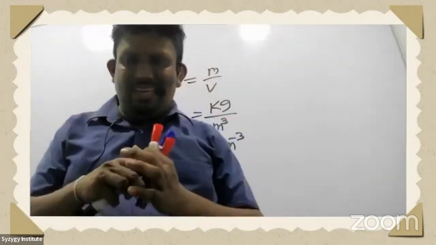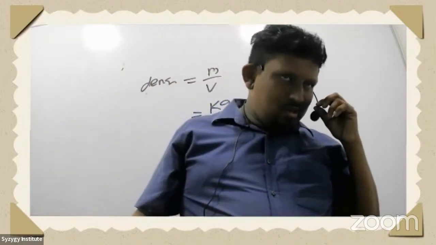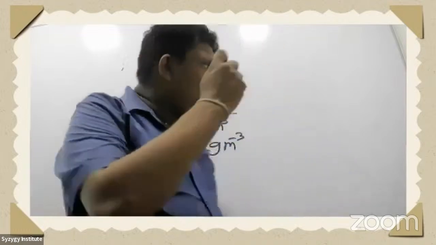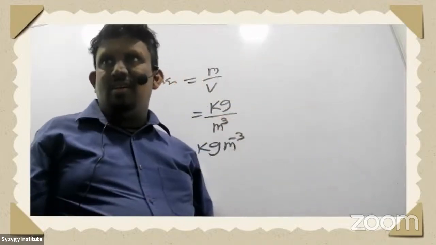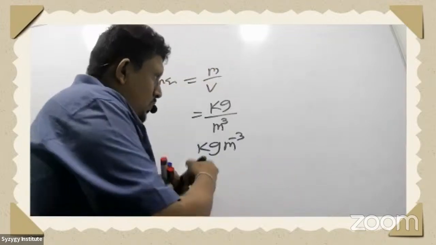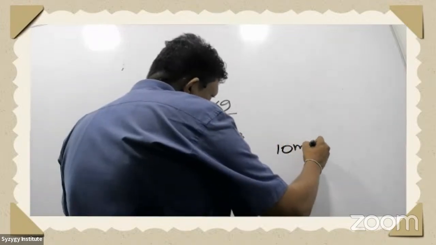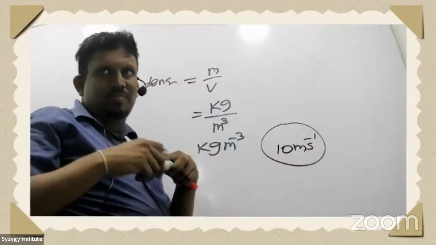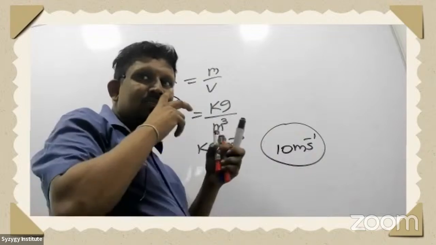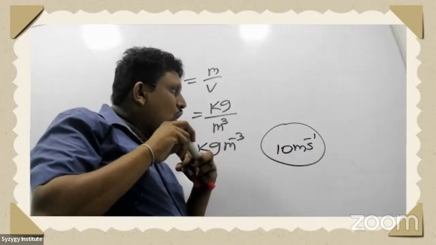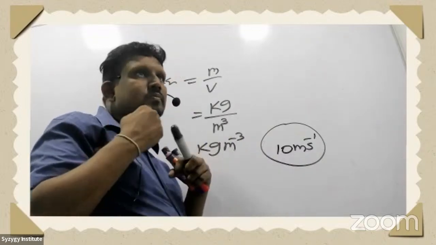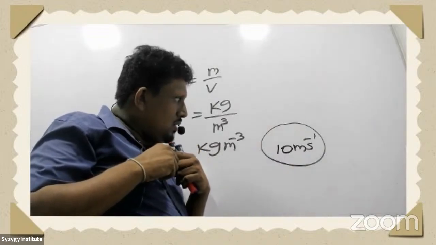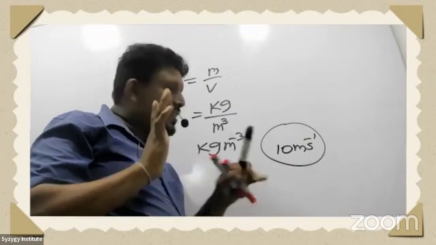Assume like this. If you are hitting this wall with a velocity of 10 ms minus 1 using a small ball, and you are attacking any other vehicle with the same velocity.